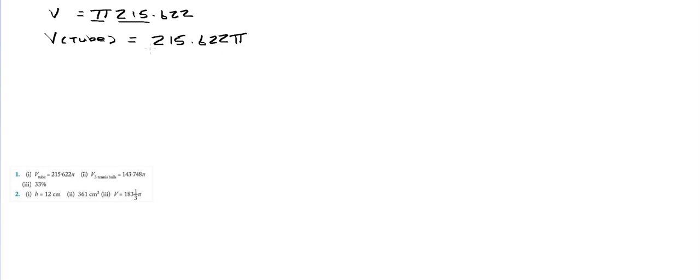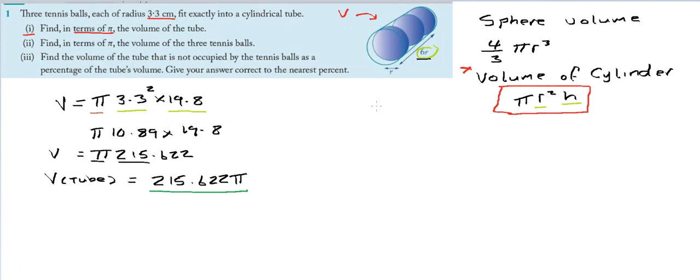Okay, so that's part one, and this is our answer here. So the next one is to find again, in terms of pi, the volume of the 3 tennis balls. What we can do is get the volume of 1 and multiply it by 3, but we have to write it in terms of pi.